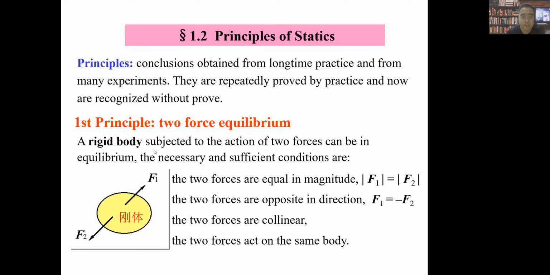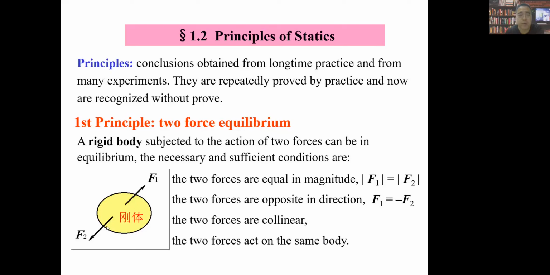I think we have finished this explanation. It tells a rigid body. This is a very important prerequisite. The body should be a rigid body, not a deformable body. A rigid body subjected to the action of two forces can be in equilibrium. The necessary and sufficient conditions are: the two forces have the same magnitude, opposite direction, and are collinear. The last one is that the two forces act on the same body.